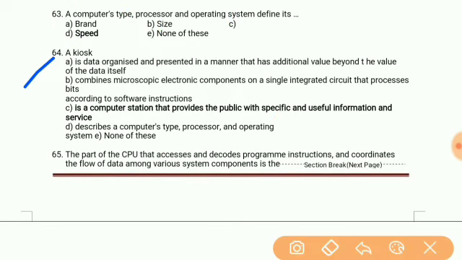Then a kiosk. What is a kiosk? A kiosk is a computer station that provides the public with specific and useful information and service. Okay, a kiosk is a computer station that provides the public with specific and useful information and service.